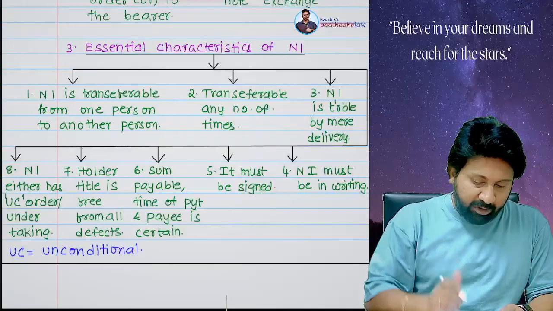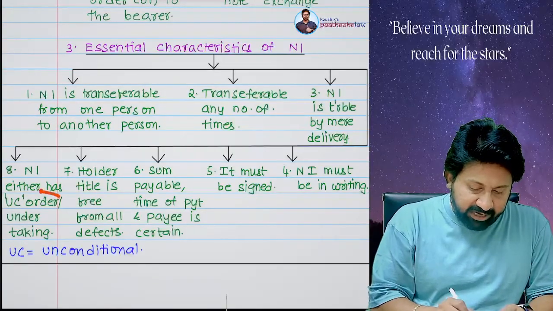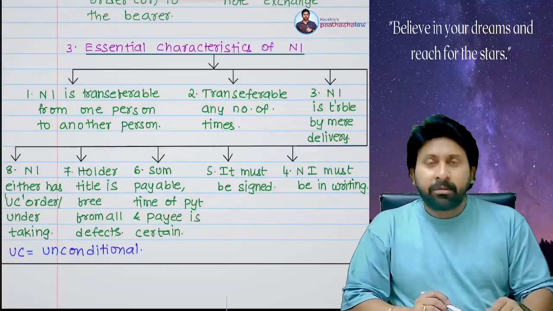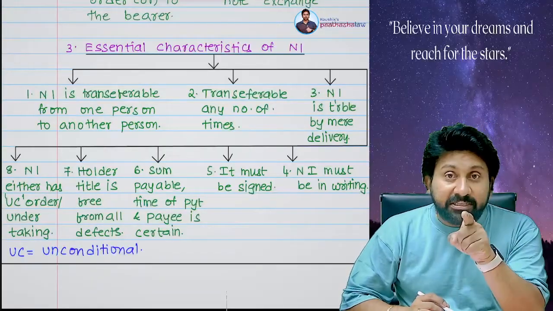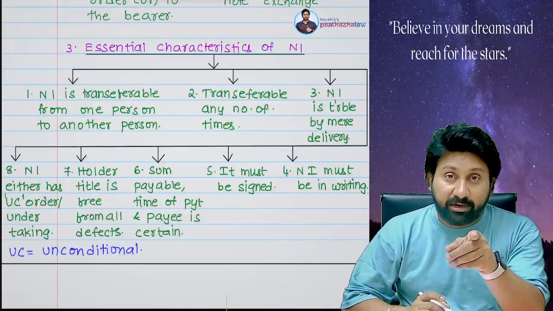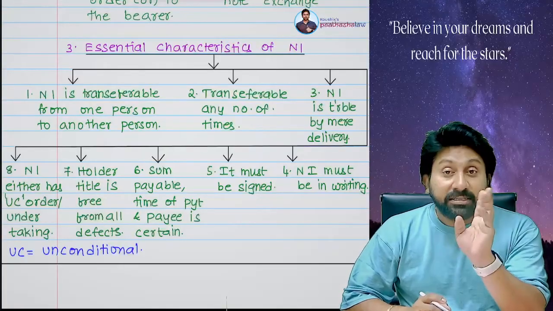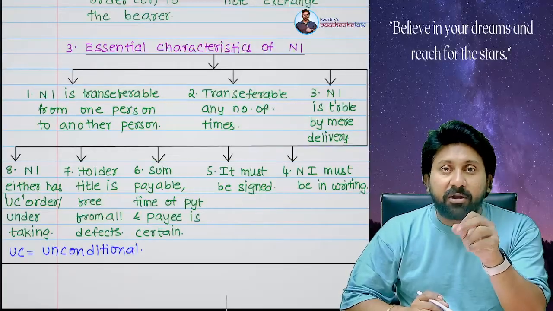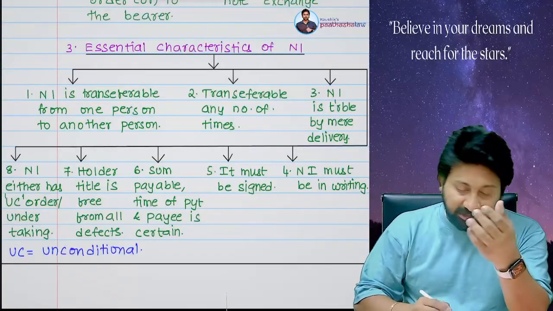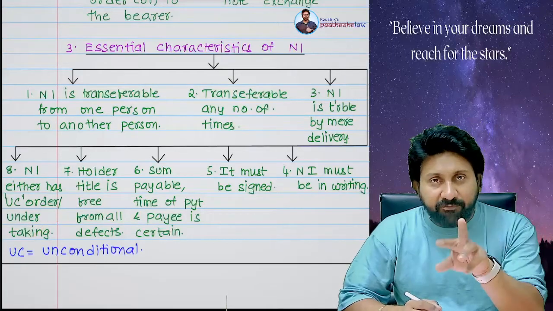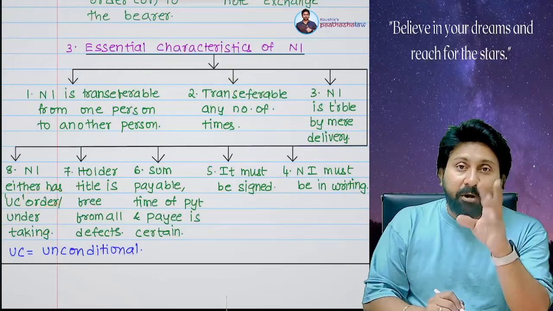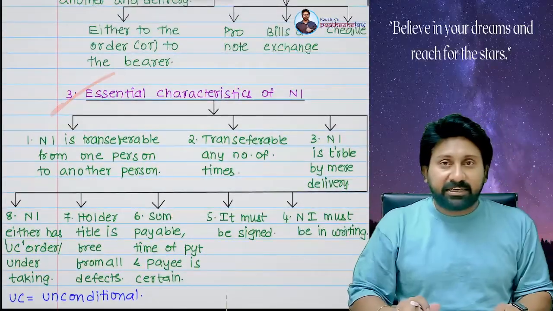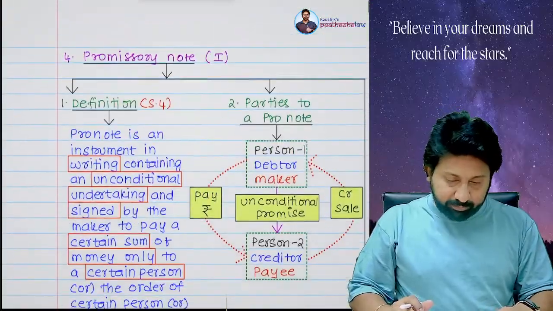Next, a negotiable instrument has either an unconditional order or an unconditional undertaking. What is an order? A bill of exchange is an order. A check is an order. But in the case of a promissory note, there is an unconditional promise. That's called an unconditional undertaking. So bill of exchange and check are orders, and promissory note is an undertaking. With this, we completed the essential characteristics of a negotiable instrument.